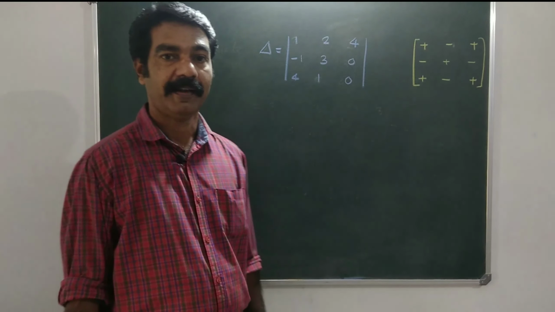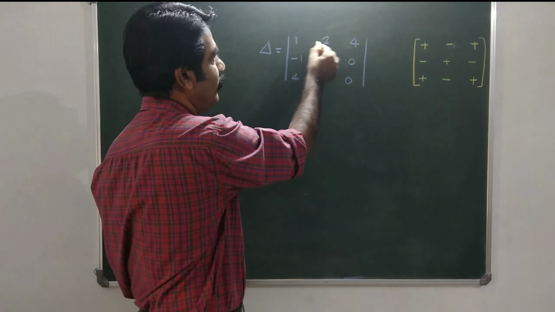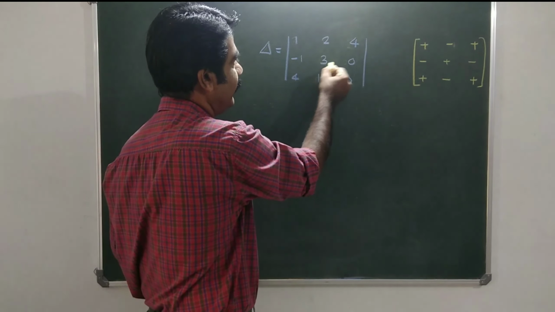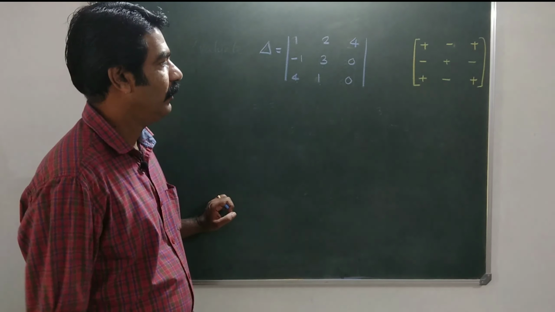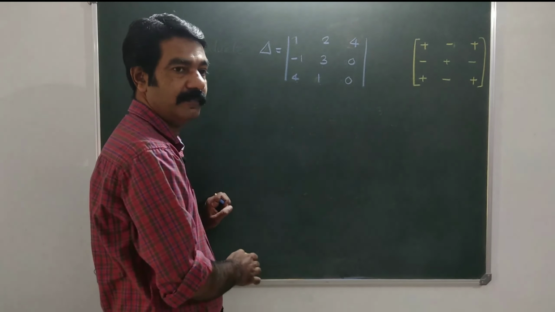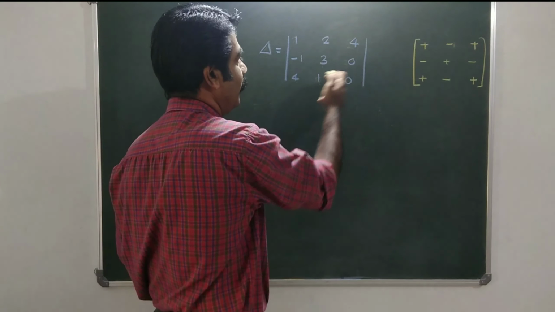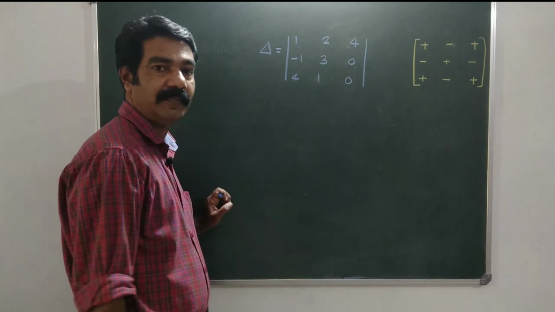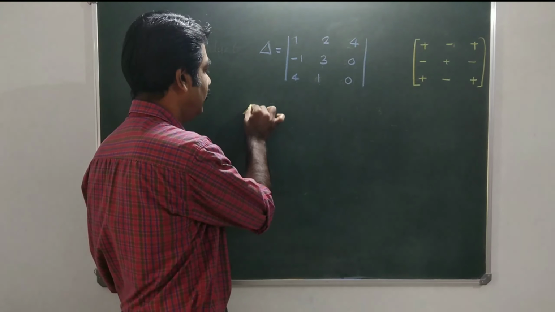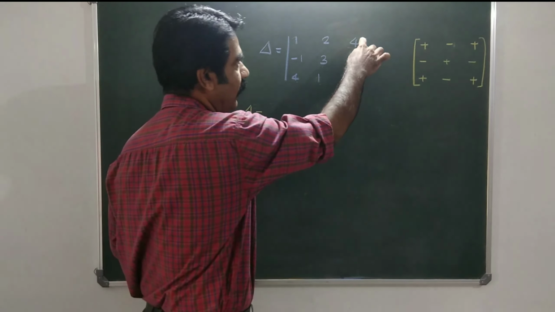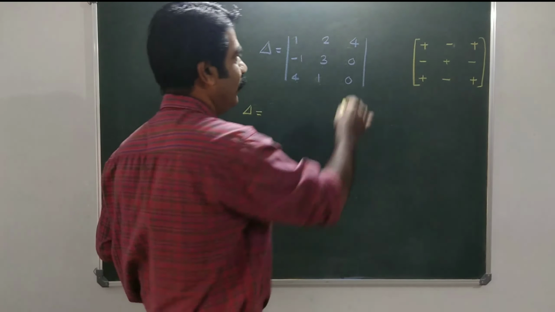Now, another example. Let delta be equal to the determinant 1, 2, 4; minus 1, 3, 0; 4, 1, 0. Okay. So, to get the value of this, we can expand what? Either the first row or second row or third row. But now I just expand this along the third column.